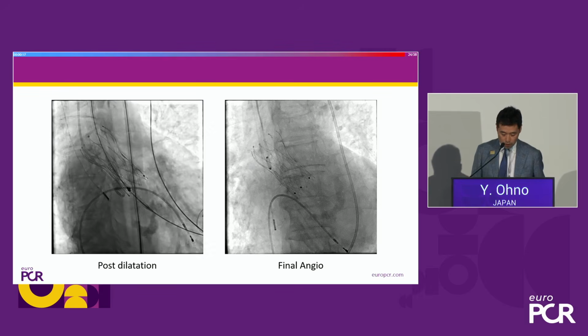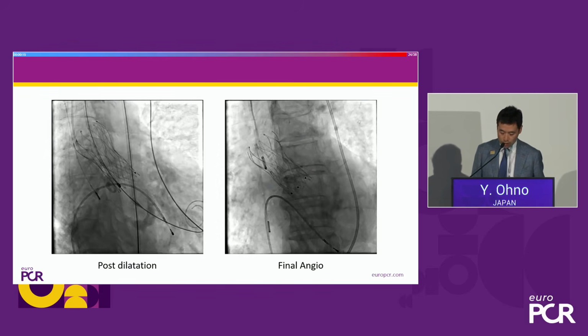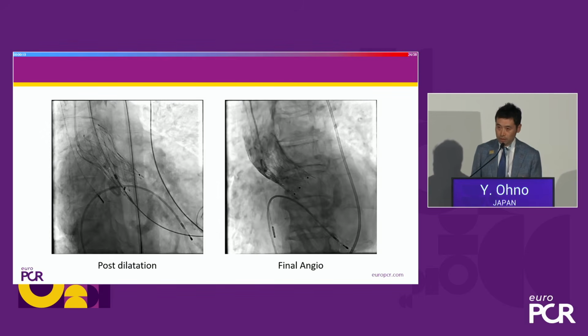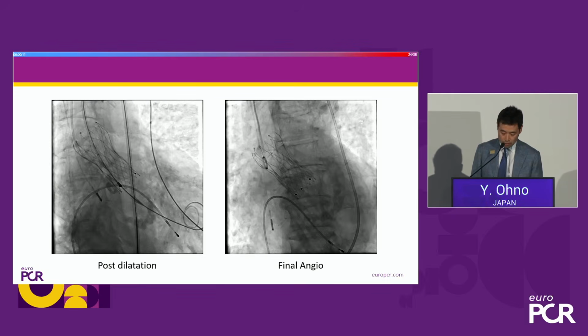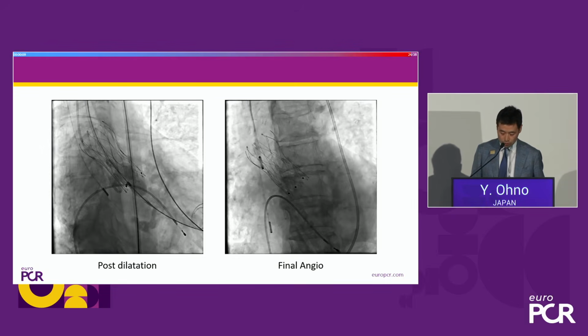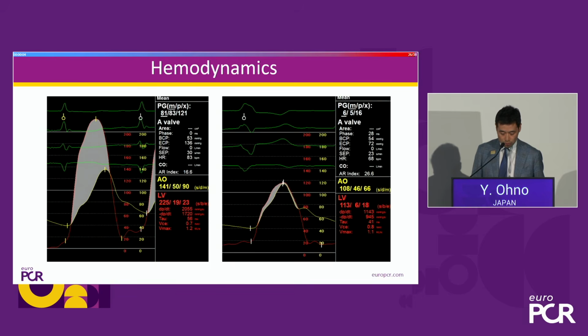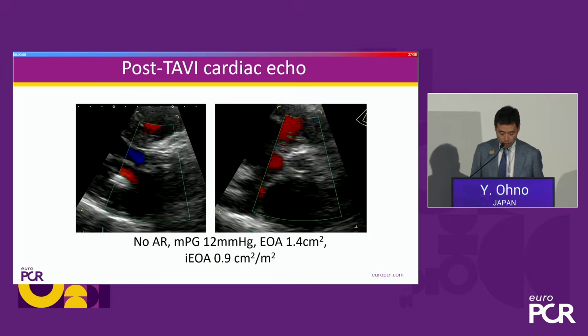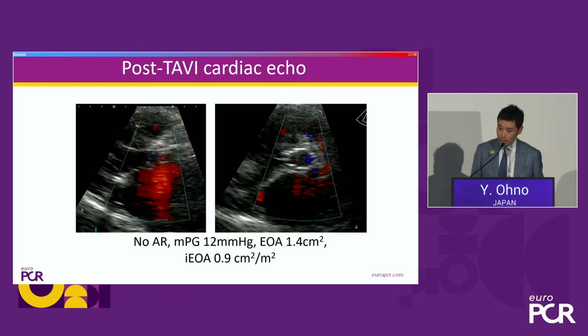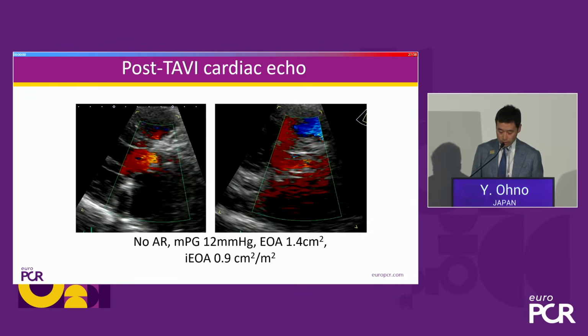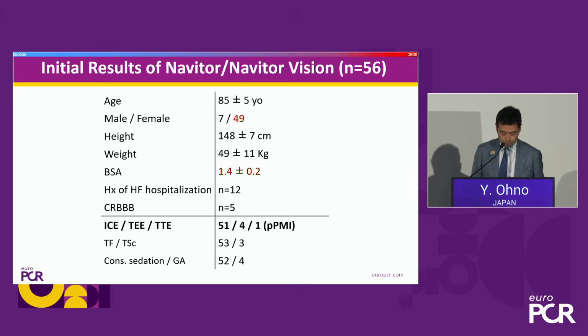But still we needed post-dilatation, and this was the final angio with a 23 millimeter valve, slightly undersizing, but a really good result. No additional conduction disturbance was observed after the procedure. Hemodynamics: mean pressure gradient from 81 to single digit, 6. Post-procedure echo showed no AR, no signs of PPM.